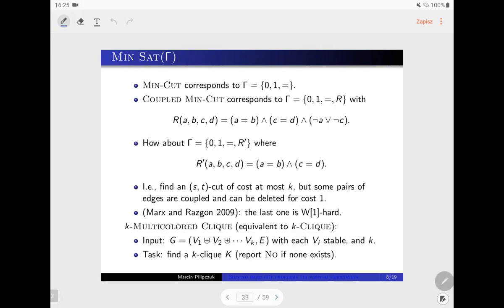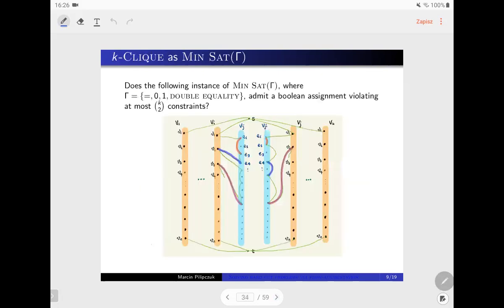As usual, we'll be doing a W1-hardness reduction from the multicolored clique problem. So we have k color classes and a multipartite graph between them, and you want to find a clique picking one vertex from each color class. So this is the multicolored clique, and the picture is the following. You want to express this k-clique as this min SAT, with this double equality, the R prime from the previous slide. So you want this min cut from S to T, but you can couple edges so that you pay one to delete each pair.